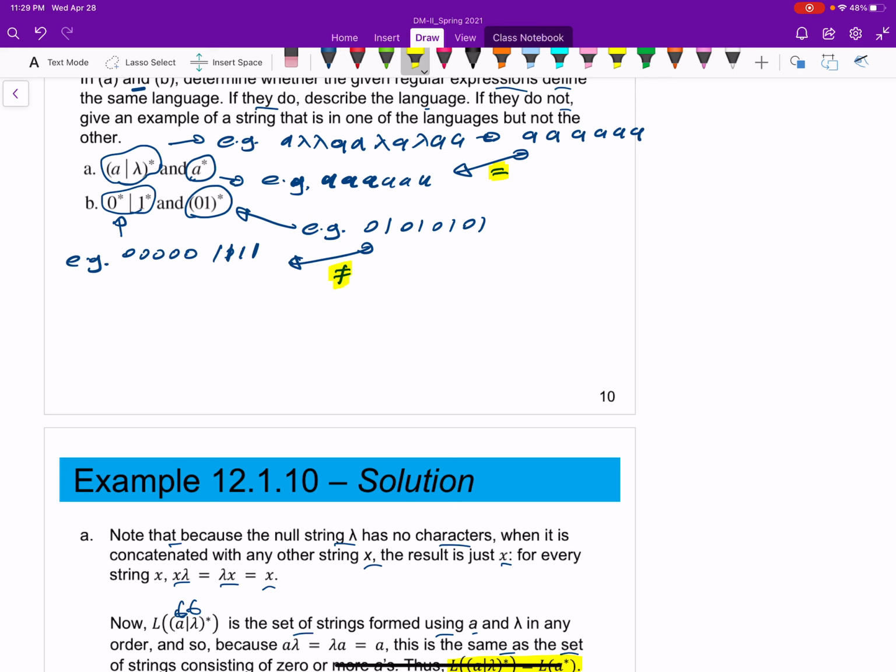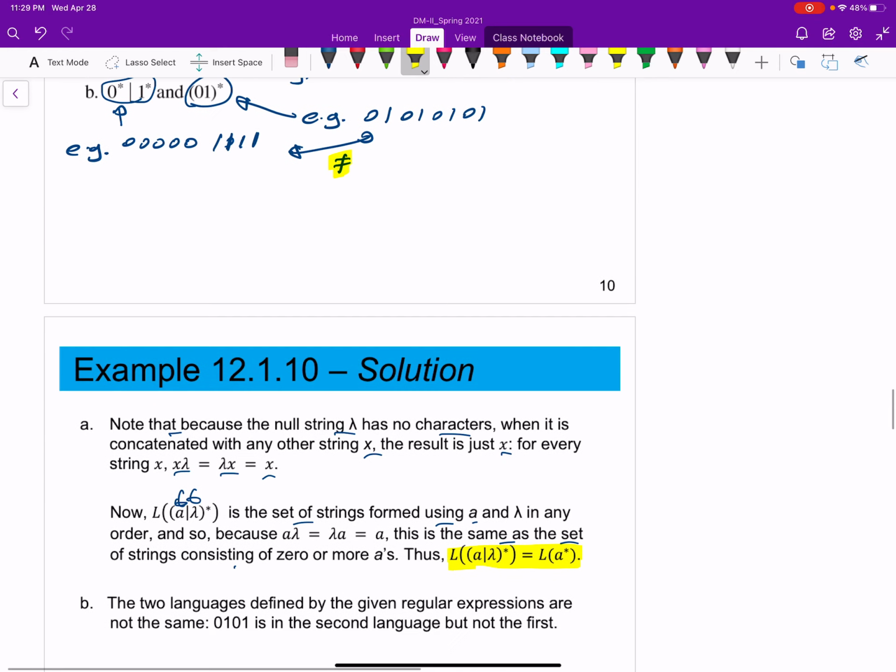All right. The two languages defined by the given regular expressions are not the same. 0 1 0 1 is in the second language but not the first. All right, so I explained everything here. So let's move to the next slide.